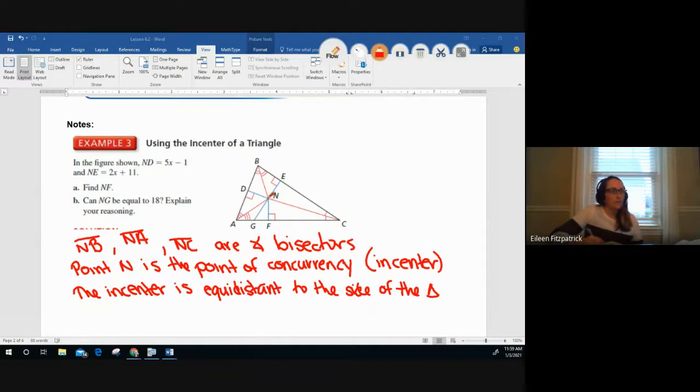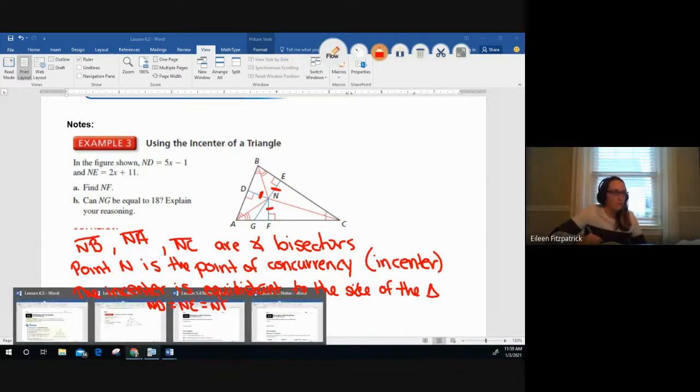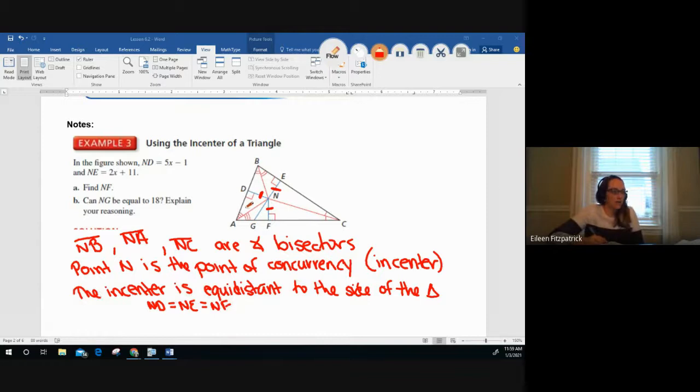So what does that mean? That means that ND is congruent to NE, which is congruent to NF. So that tells us that ND is equal to NE, which is equal to NF. We're going to use that information to find the length of NF. If this piece here is 5x minus 1, and NE is 2x plus 11, I can set those equal to each other. So ND is equal to NE.